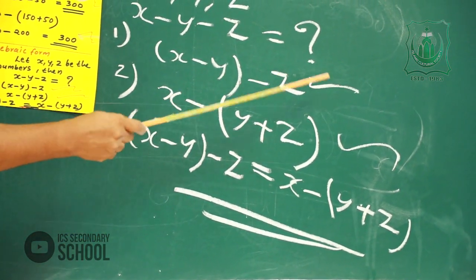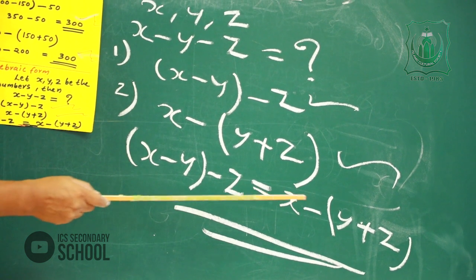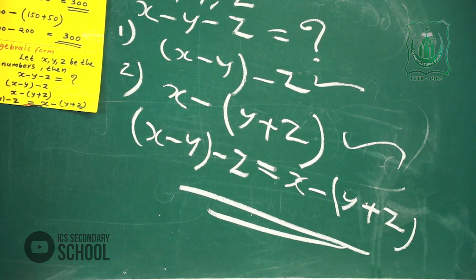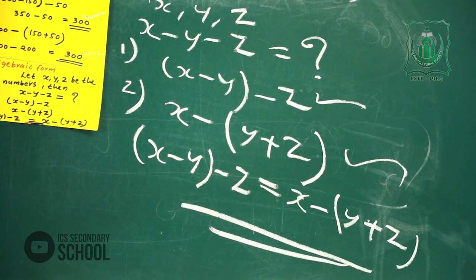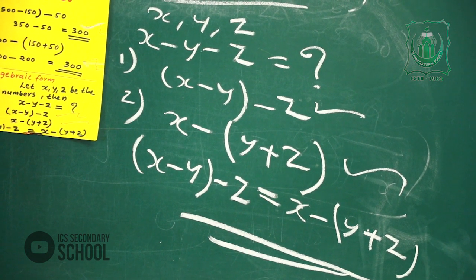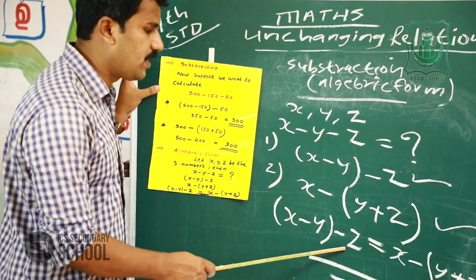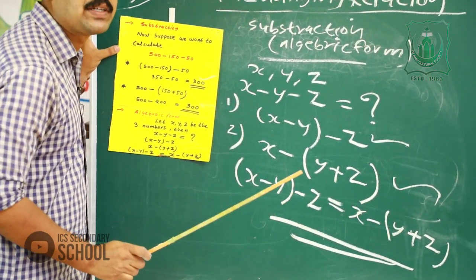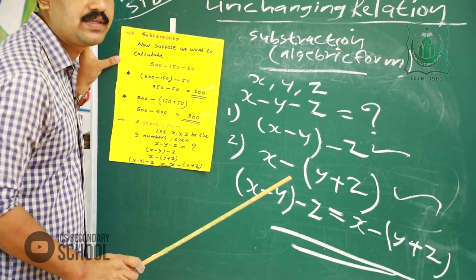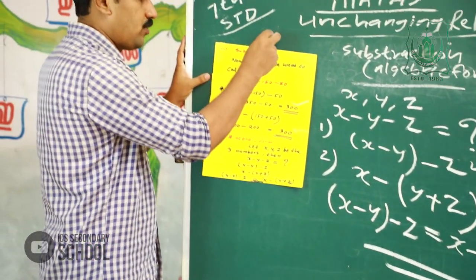So in these two methods the answer is the same, so you can do any one of these methods. So we can write x minus y minus z is equal to x minus (y plus z). Okay, got it? Yes. So now we can do more problems.